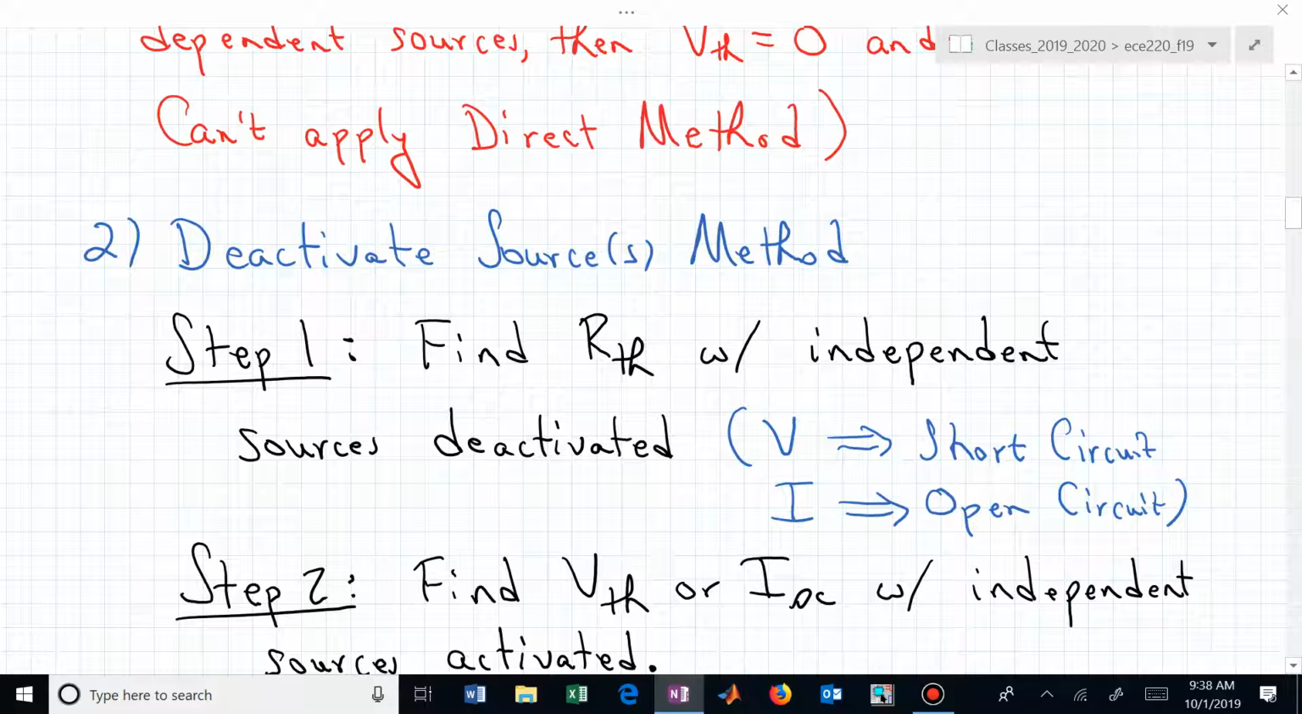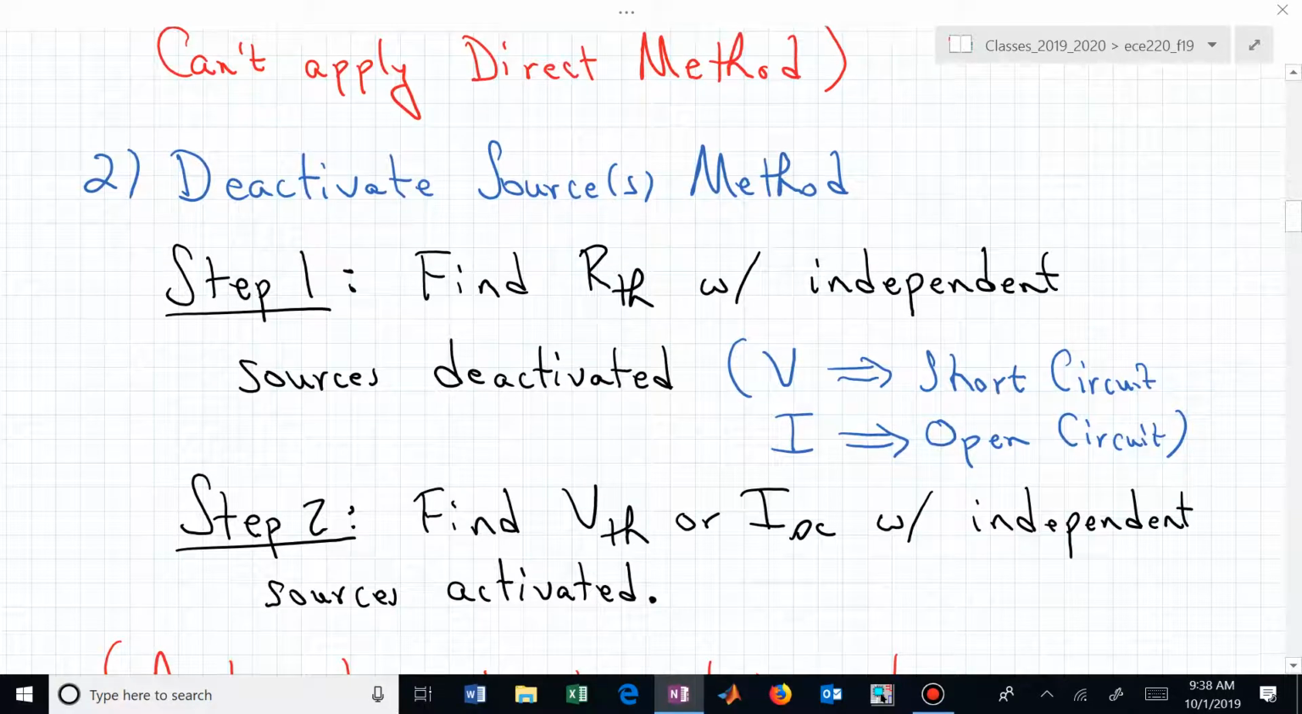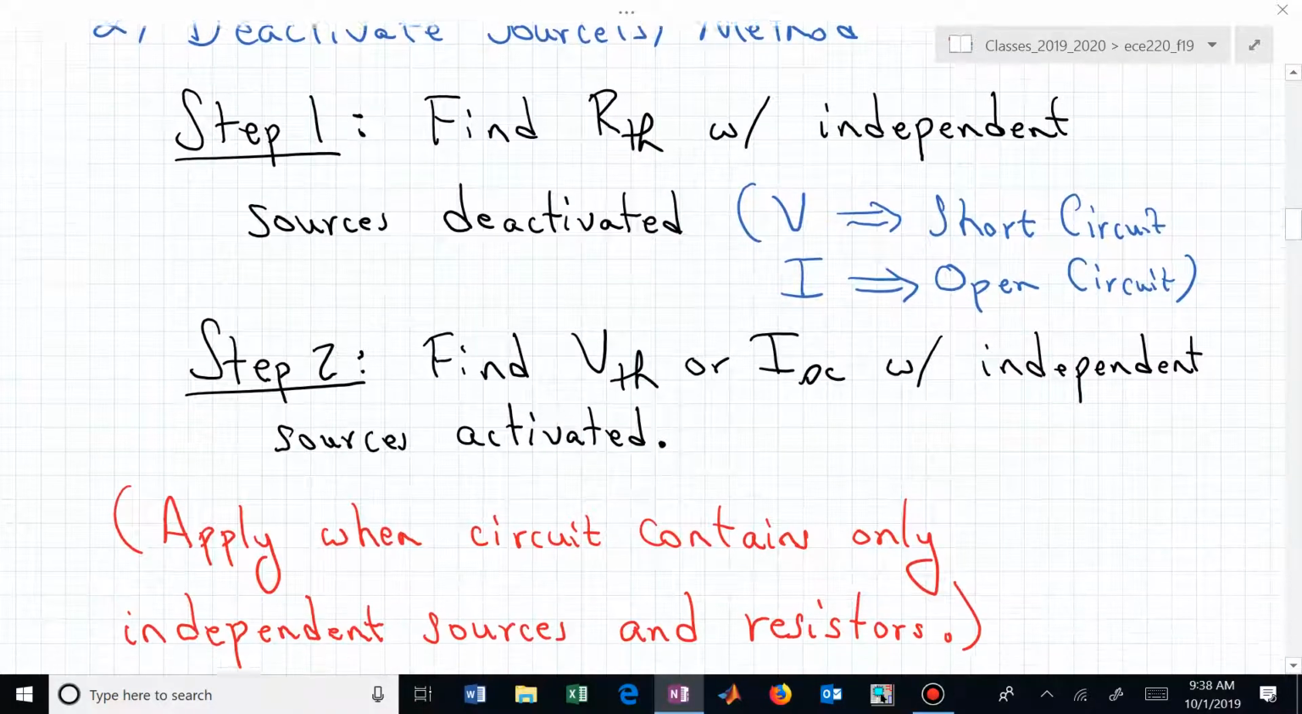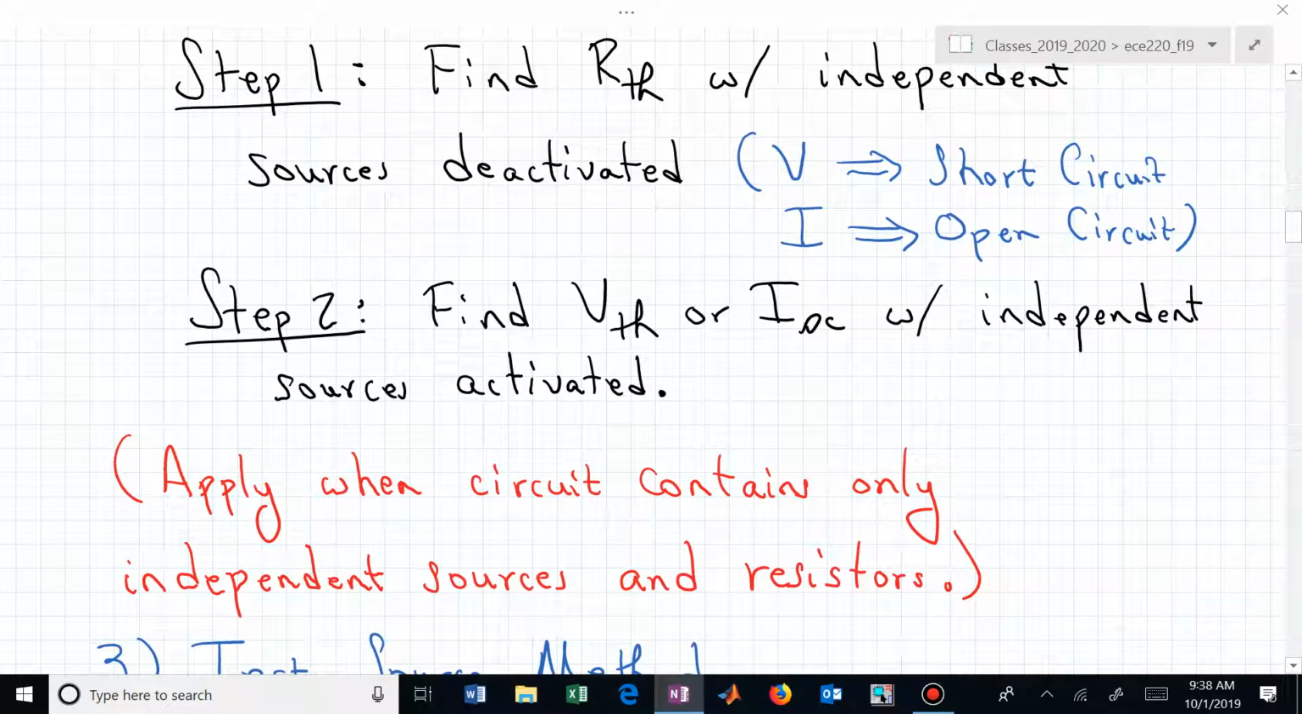Can you now start reducing this network of resistors down to one resistor between A and B? That's what step 1 does in the Deactivate Source method. In step 2, we simply find either V Thevenin, our open circuit voltage, or I Norton, the short circuit current, to find the next parameter that we need in addition to our Thevenin resistance. This particular strategy works best when we have independent sources and resistors.